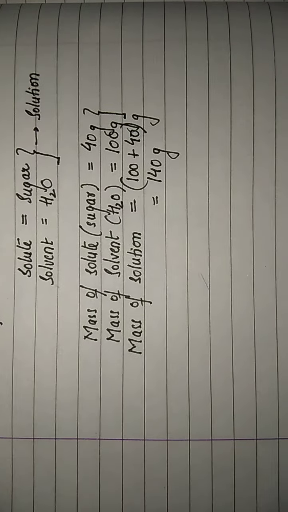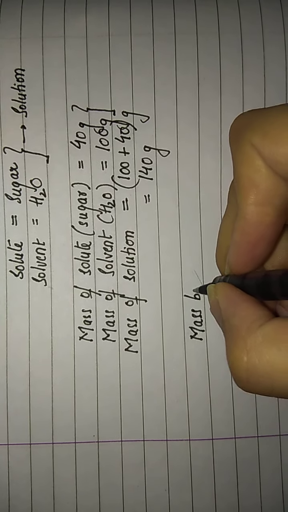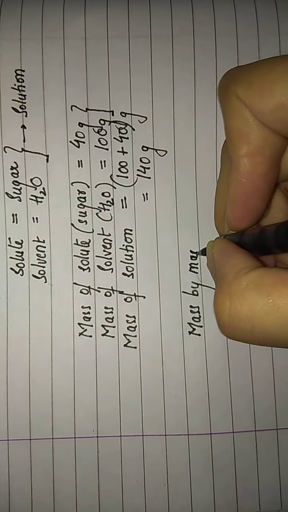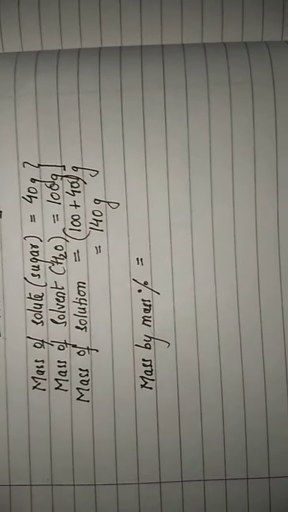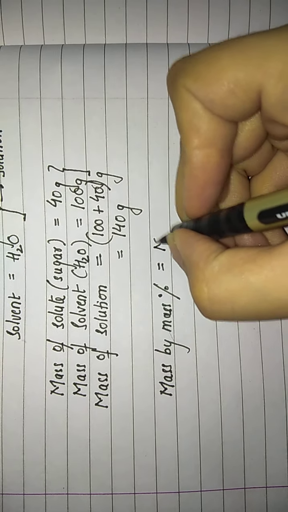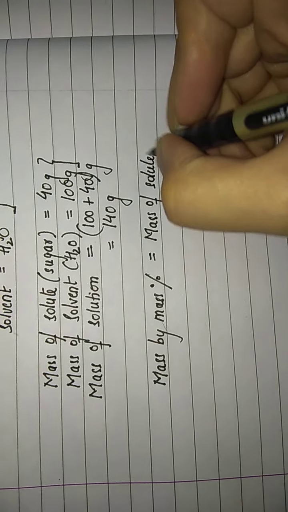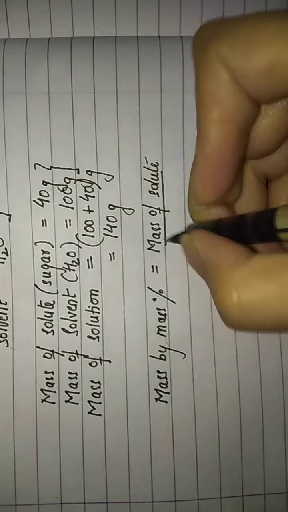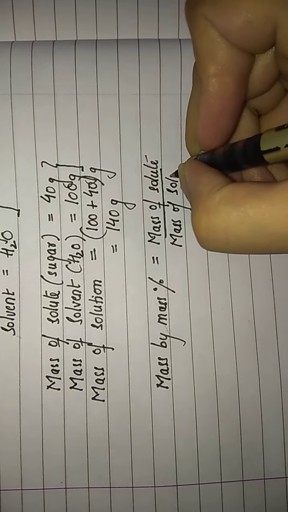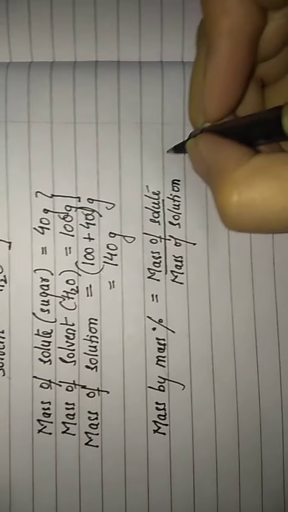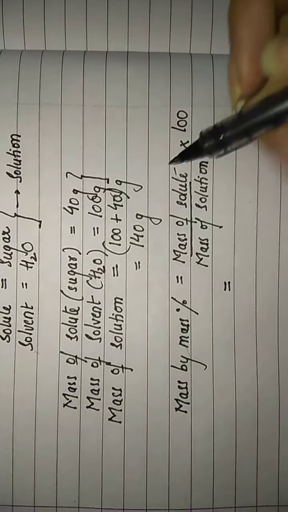Fine. Now let us come to the formula of expressing the concentration in mass by mass percentage. Okay. What was the formula that we did in the previous video? It was mass of solute divided by mass of the whole solution into 100. Okay, now we have all these values there with us.